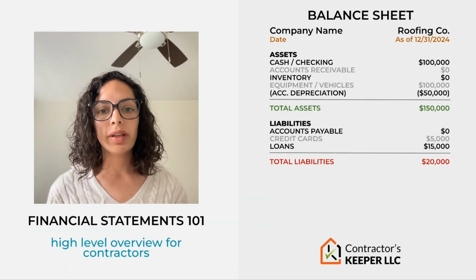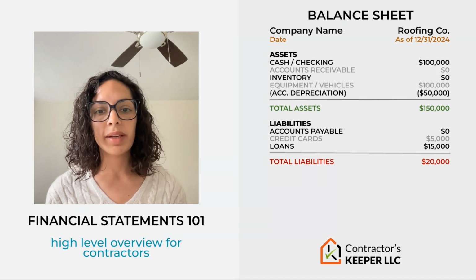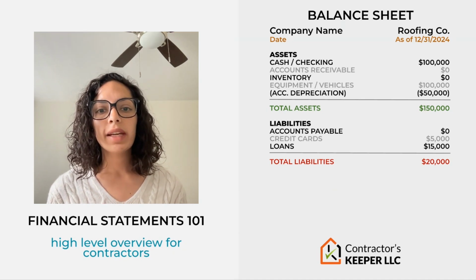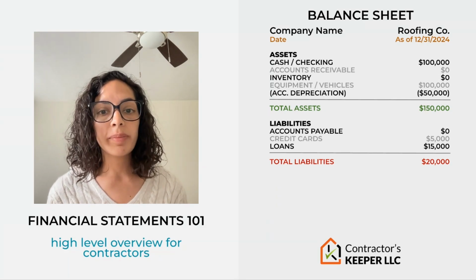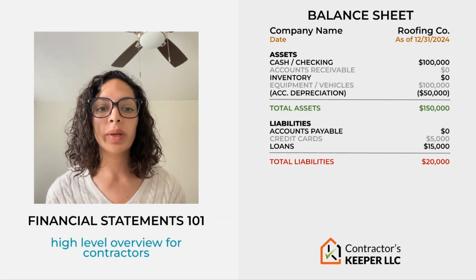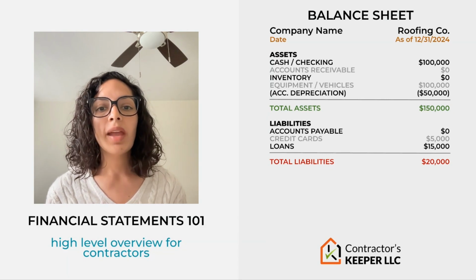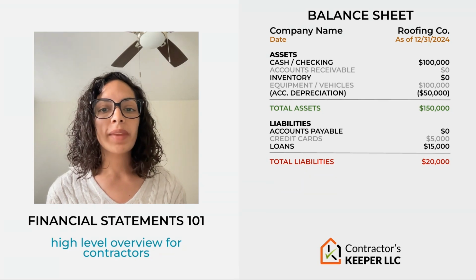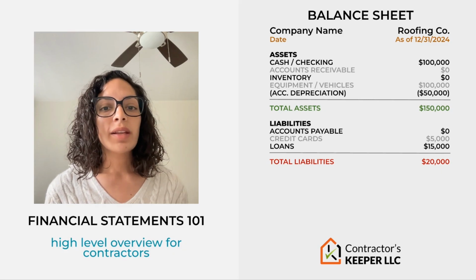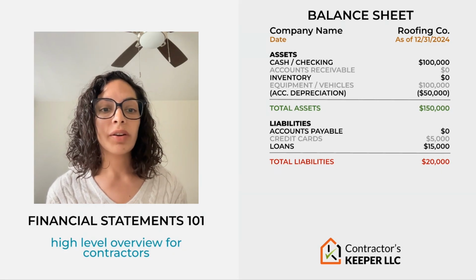The next section on the balance sheet is the liabilities section. In this section, you will find your accounts payable, your credit card balances, and loan balances. This is also split between current and non-current, or short-term and long-term. So accounts payable is something you expect to pay relatively quickly. Credit cards you have to pay on monthly. So those would both fall under current liabilities.